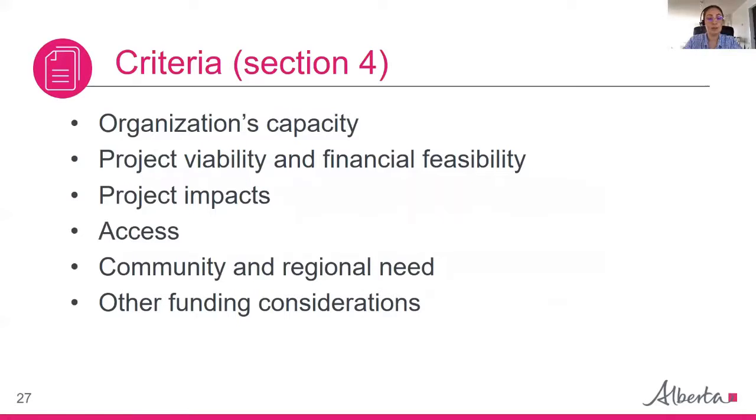This slide outlines the criteria that our team looks at when we review a MIIG application. These criteria found in Section 4 of the MIIG guidelines include your organization's capacity, project viability and financial feasibility, project impacts, access, community and regional need, and other funding considerations. In terms of other funding considerations, we look at your project's readiness, whether an applicant has received prior Government of Alberta funding, whether the organization demonstrates financial need, the availability of grant funding, and the ability to complete the project with partial funding.